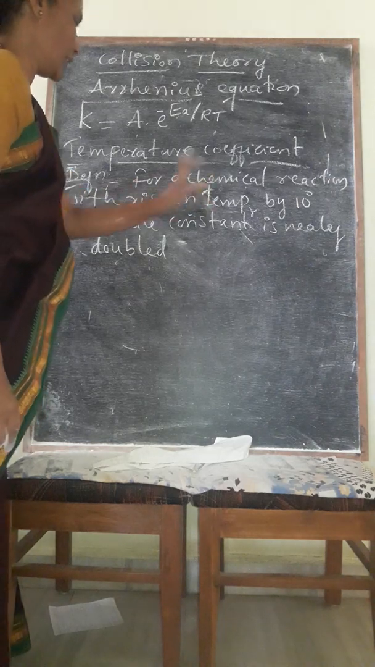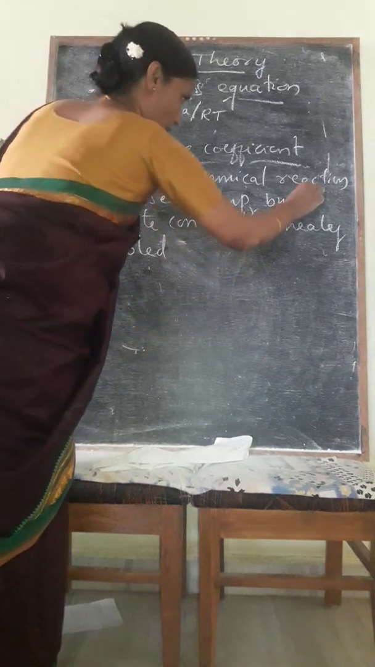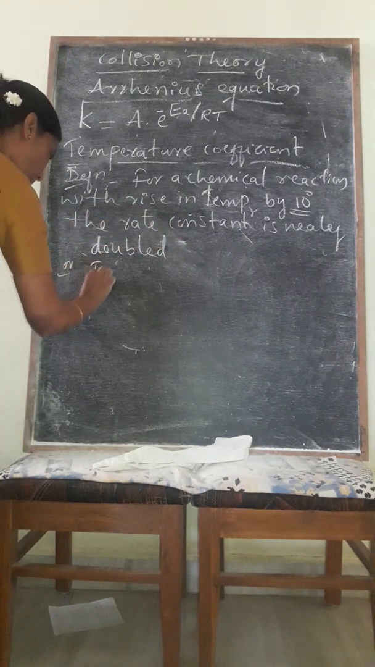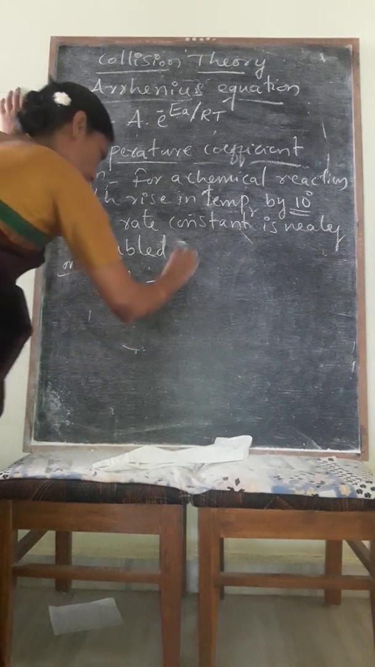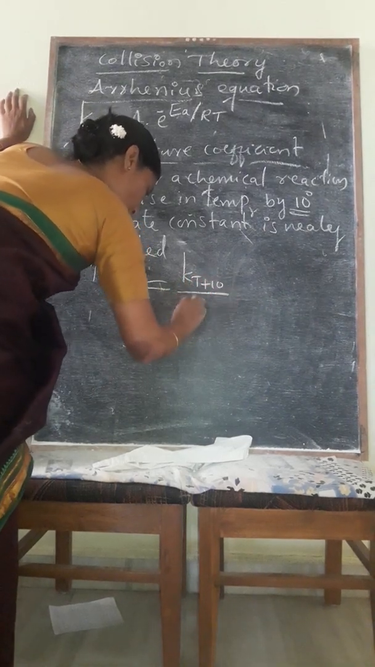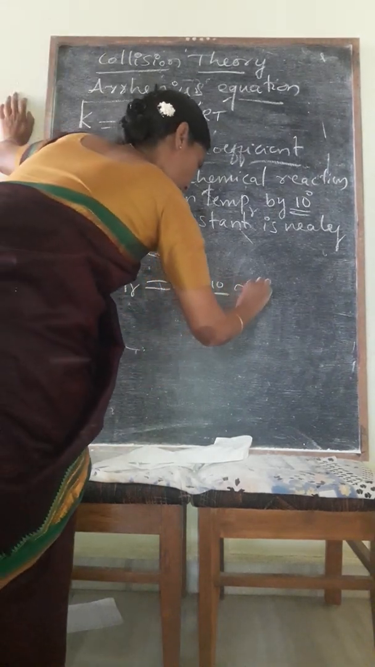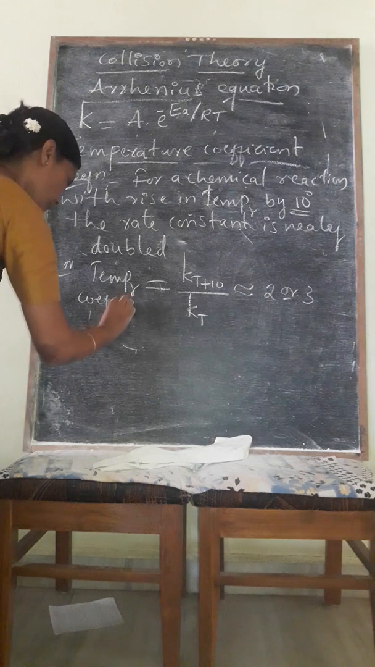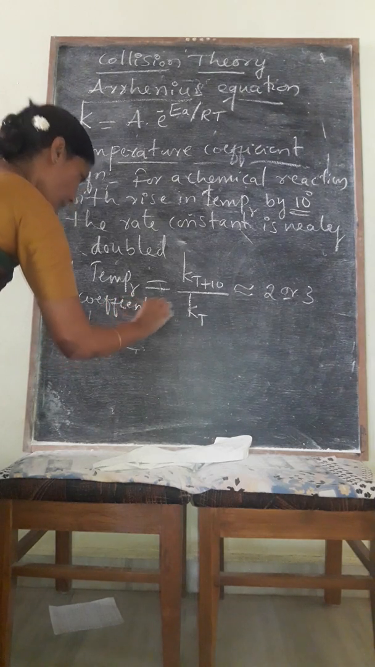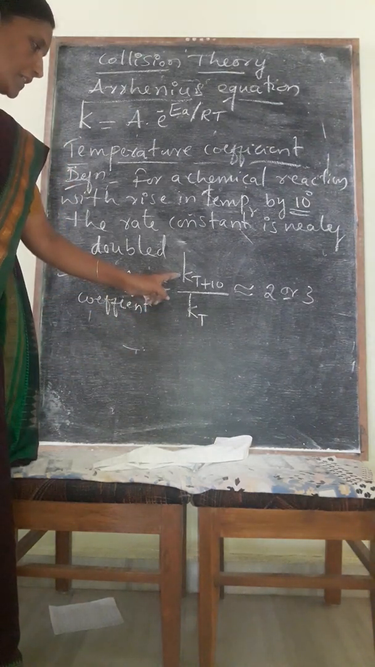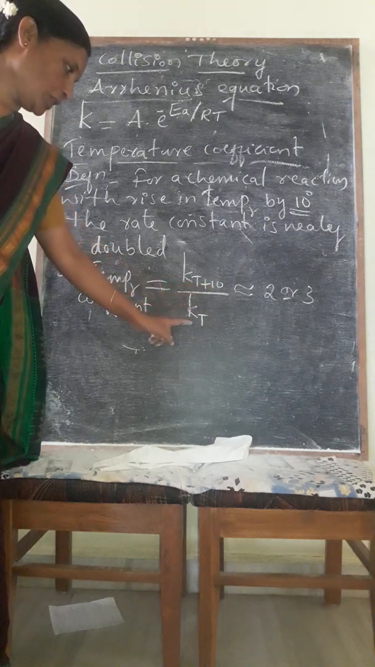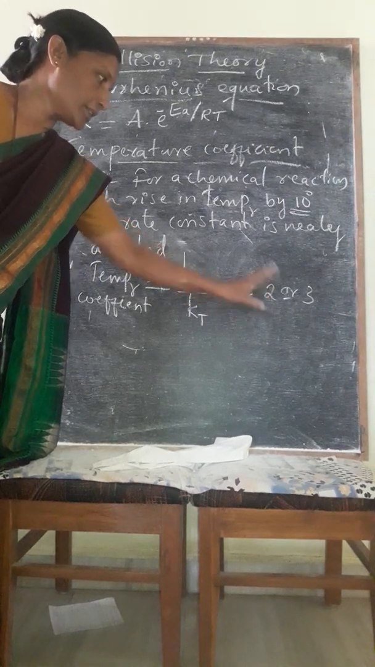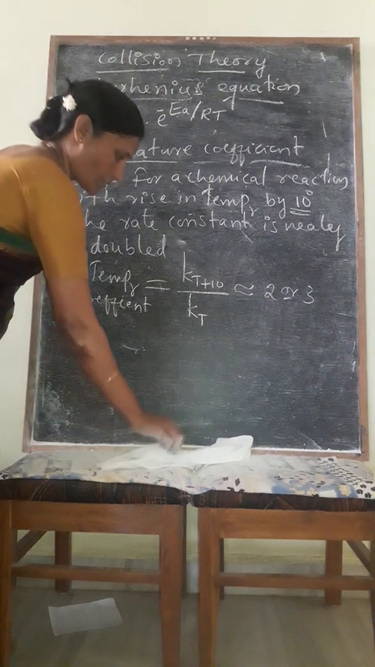That can be explained by the temperature coefficient. Temperature coefficient is for a chemical reaction with rising temperature. How are we raising the temperature? A 10 degree rise in temperature, the rate constant nearly doubles. Or temperature coefficient is equal to the rate constant at T plus 10 degrees to the rate constant at T degrees. Its value is nearly 2 or 3 times. That means for every 10 degree rise in temperature, the rate constant doubles or sometimes triples. So this is the Arrhenius equation.